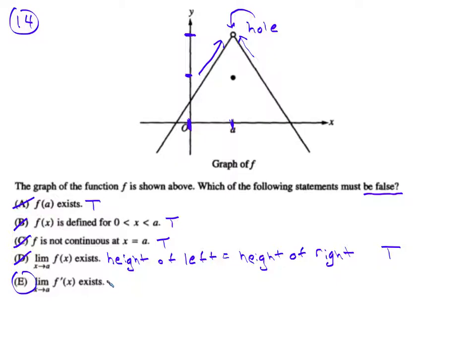This is false. But let's look at why. Why is this false? F prime of x. Translate F prime of x. What does that mean to you? If you said slope or slope of the tangent or derivative, all of those would be correct. The thing that helps us the most in this problem, since we're looking at a graph, is the slope. So what is the slope of the left? As I approach this hole, it gets closer and closer to, well, it's actually the same thing.